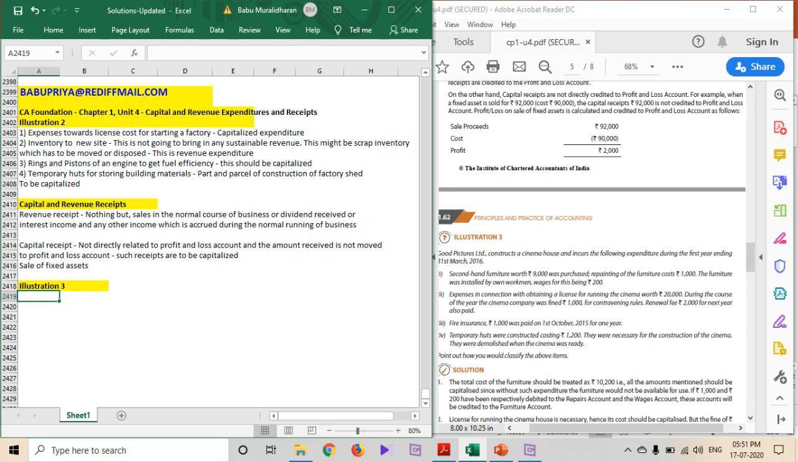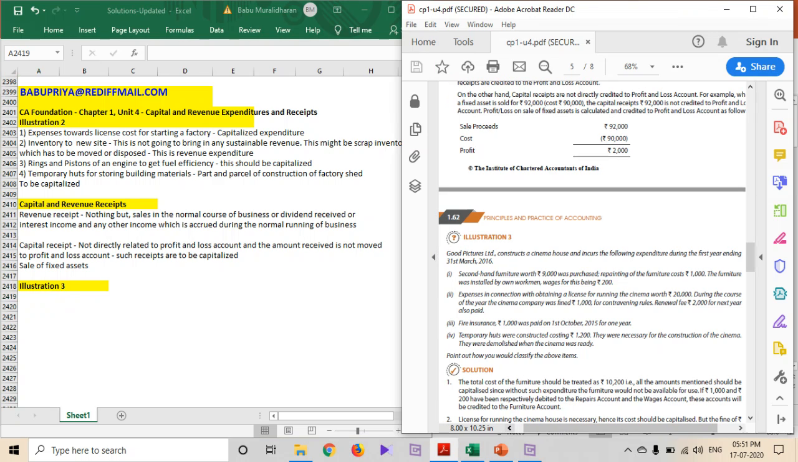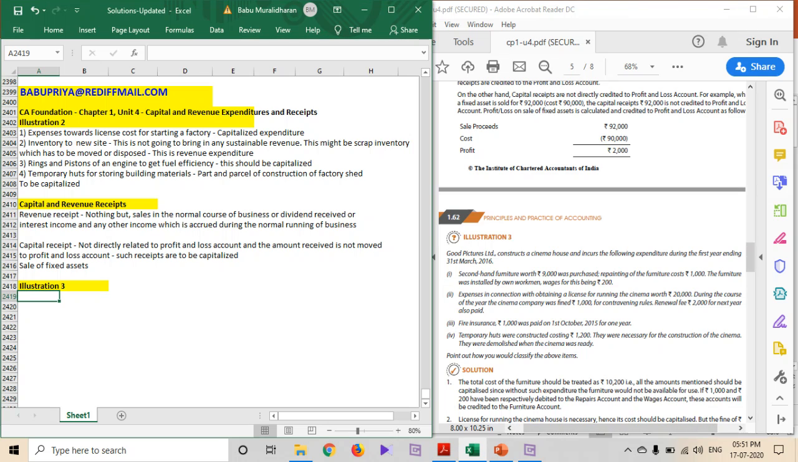Good Pictures Limited constructs a cinema house and incurs the following expenditure during the first year ending 31st March 2016. Year ending is March 2016. Let's take note of it. These are some of the important points every student has to know. The dates, the month and the period of the transaction are more important. Year ending 31st March 2016. Right?